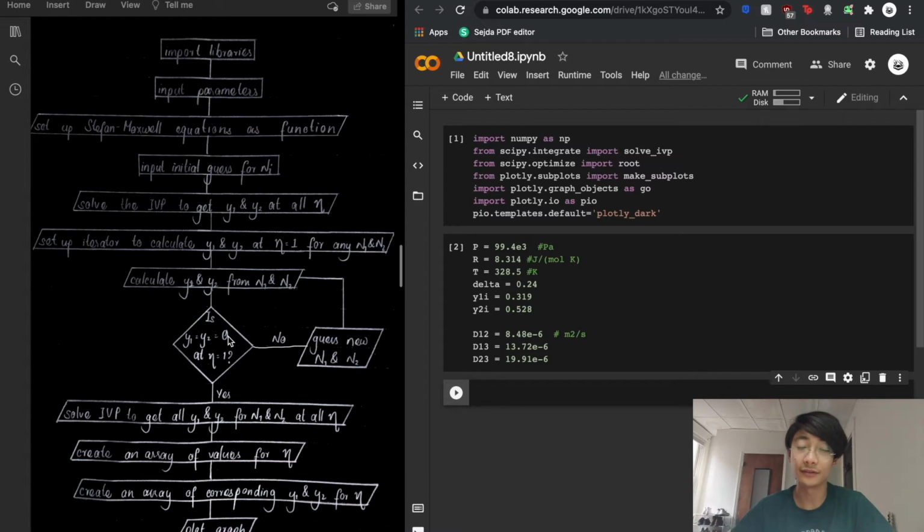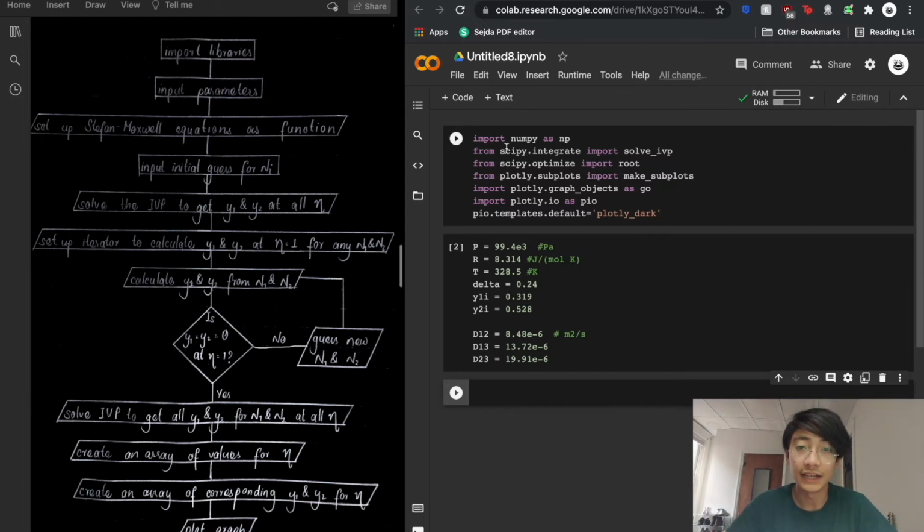And once we have the actual value of n1 and all the values of y1 and y2 at eta, we're going to create an array of the values for n of eta, and we're also going to calculate the corresponding values of y1 and y2 for all eta. And once we have all of that, we're just going to plot a graph and see how the mole fractions of acetone, methanol, and air vary with the distance. So, okay, let's start coding this out.